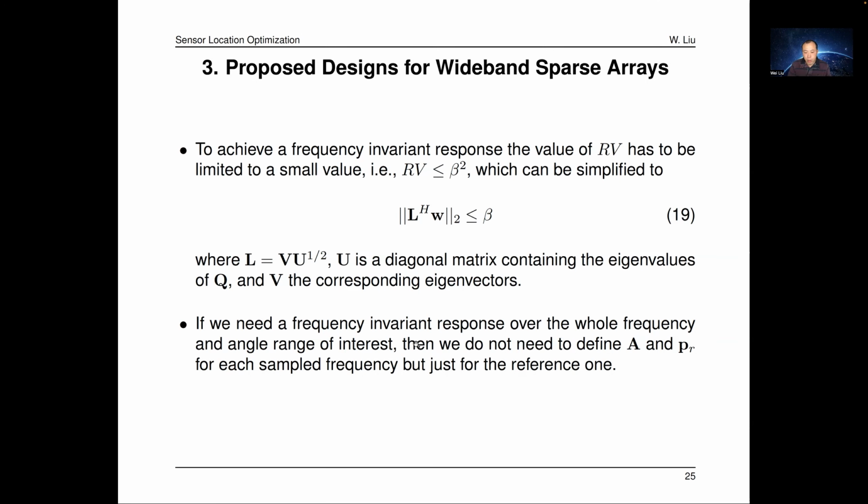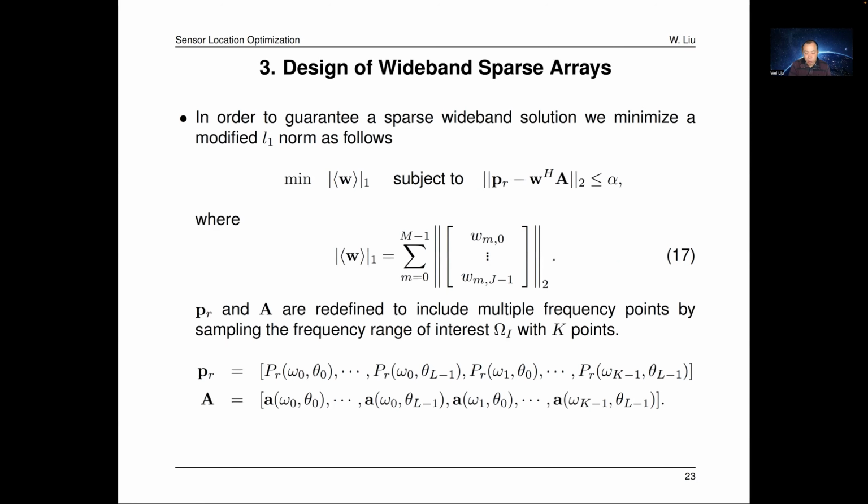And one note is, okay, if you need a frequency invariant response over the whole frequency and angle range of interest, then we do not need to define A and PR for each sampled frequency, but just for the reference one. What it means is, okay, you look at this here.